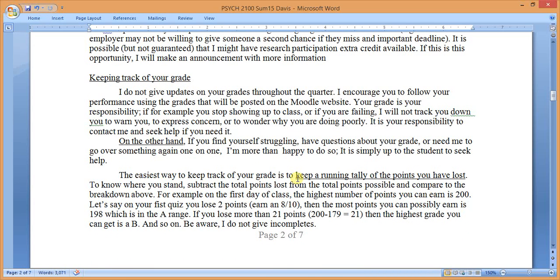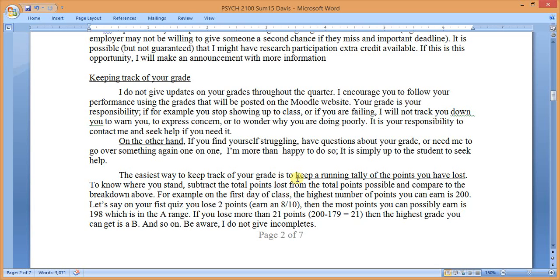Because Moodle counts all assignments that are open as a 0 if I haven't graded it yet. So for example, if you turn in your paper and I haven't graded it yet, then Moodle is going to count that as a 0 out of 25. And you're going to look at the Moodle total and it's going to say that you have a 12% in the class. And that's not really true. I just haven't graded it yet. So the best way to keep track is to keep a running tally of the points that you've lost, subtract that from the total points possible, and that'll tell you where you stand.